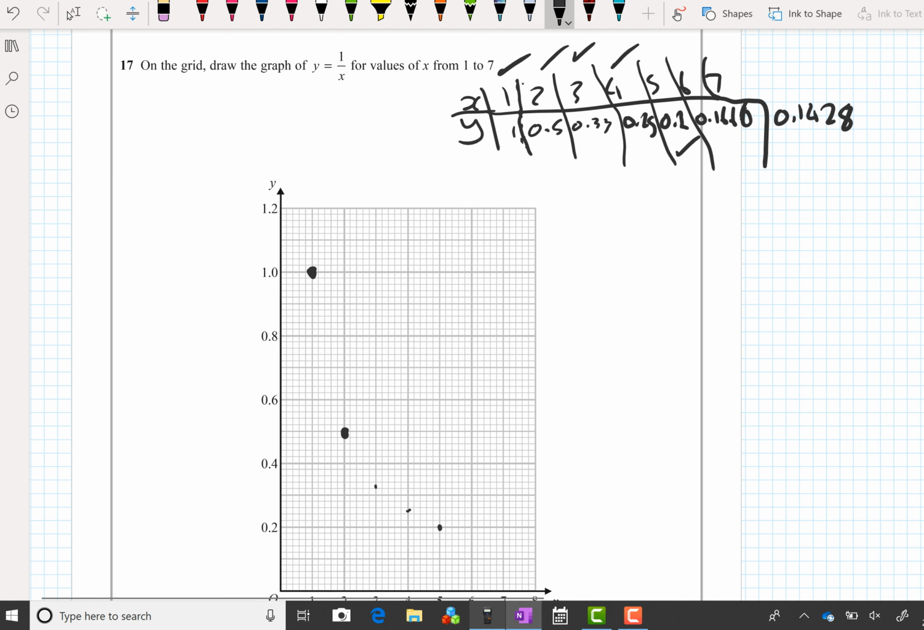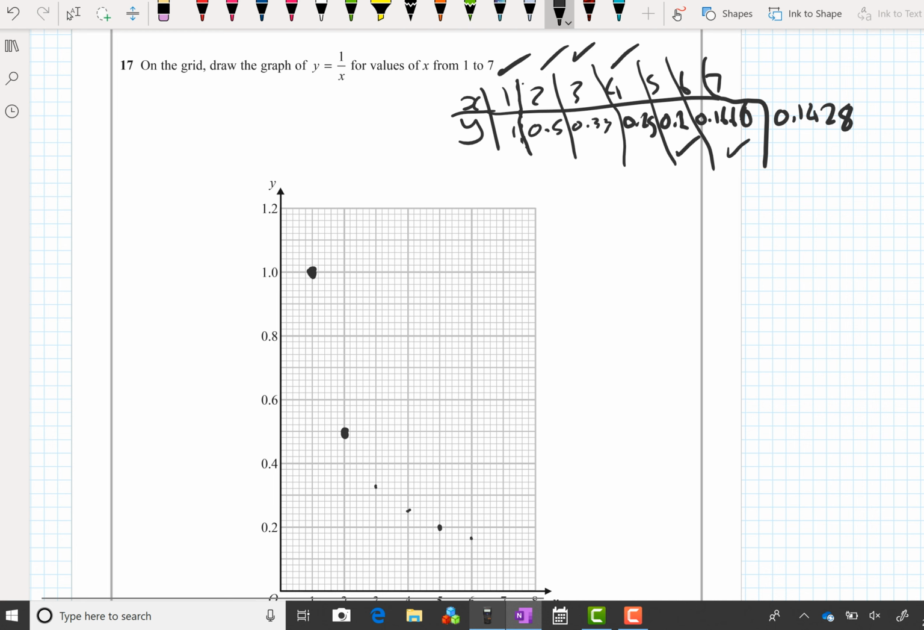0.12, 0.14, 0.16, 0.18, so it's about in between. A little bit above that. That'll do. And x is 7, 0.1428. 0.1, 0.12, 0.14, just about there.